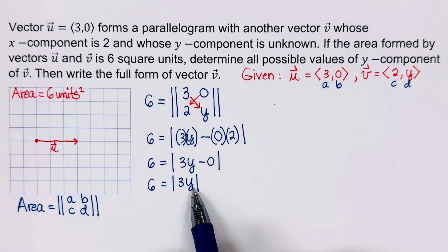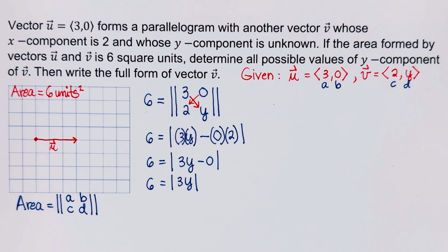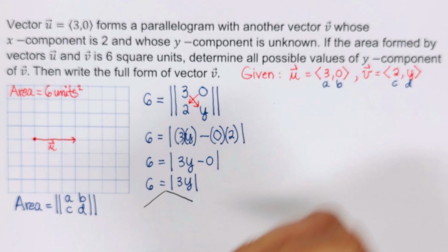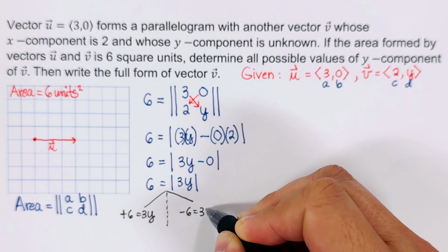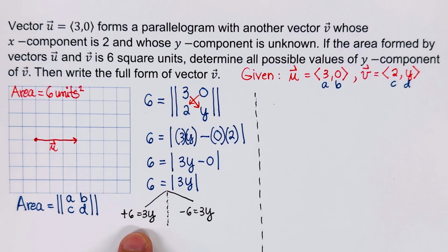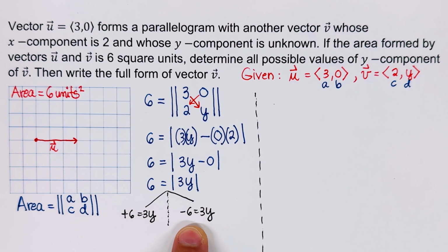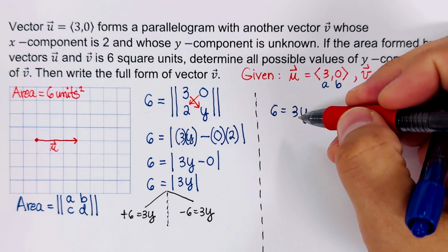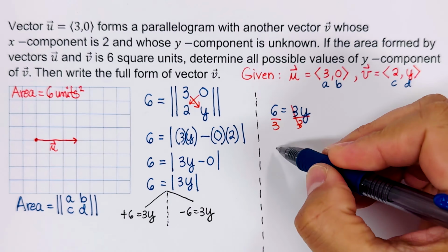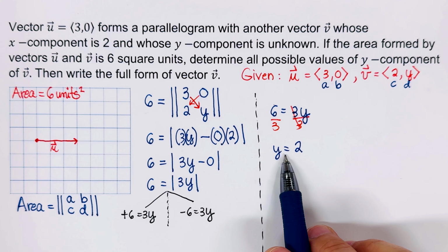Since this is absolute value, we go ahead and have 2 equations. So I'm going to go ahead and break this down into 2 equations. So these are the 2 equations that we need to use so that we can solve for y. So let's start with the first one. To solve for y, we're going to go ahead and divide both sides by 3. Our y value is 2.